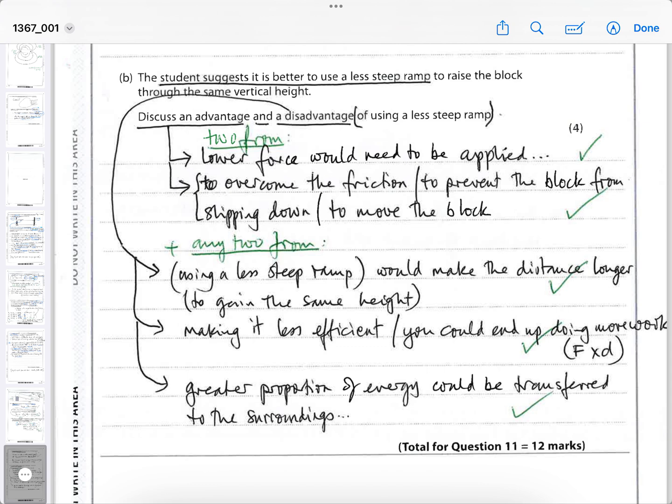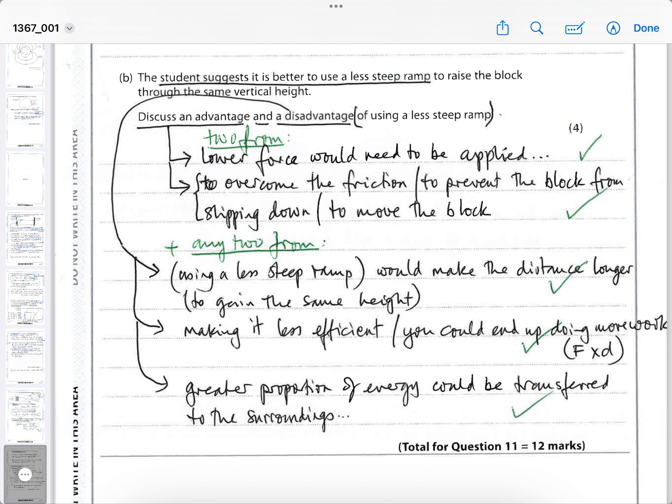So from this, it says a lower force would need to be applied to overcome the friction, to prevent the block from slipping down, to move the block. Okay. A lower force would be needed. That would be an advantage. And a disadvantage could be any of these. Using a less steep ramp would make the distance longer. So although you get the advantage of a lower force, you've got to apply that force for a larger distance to gain the same height.